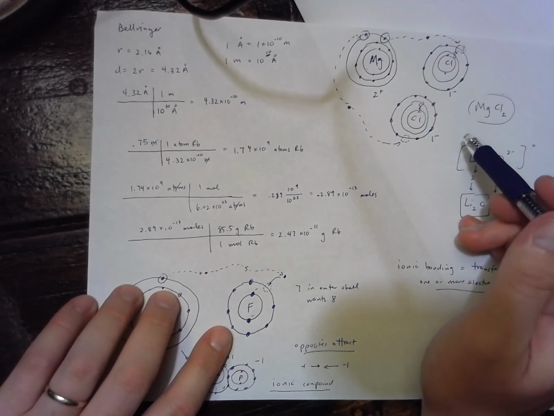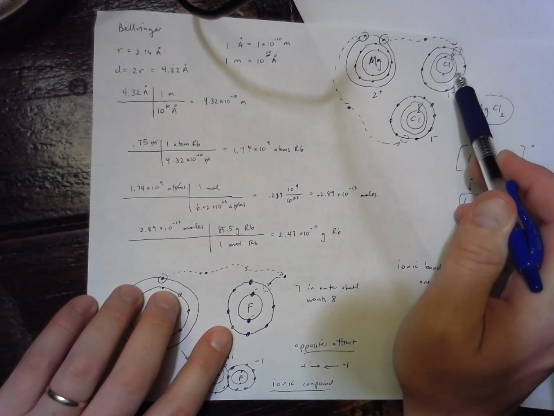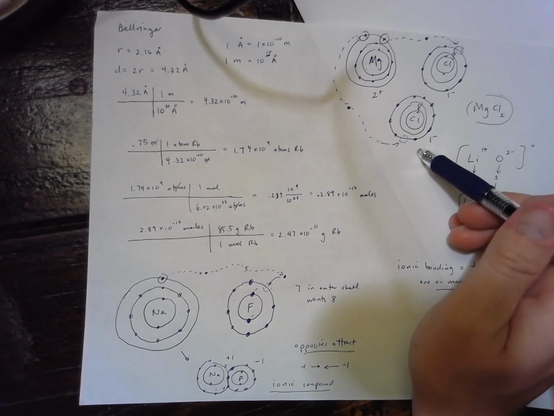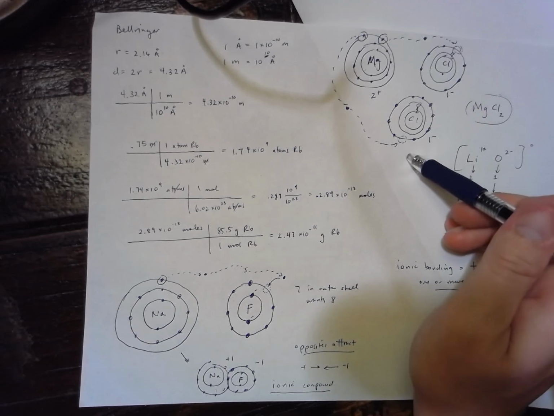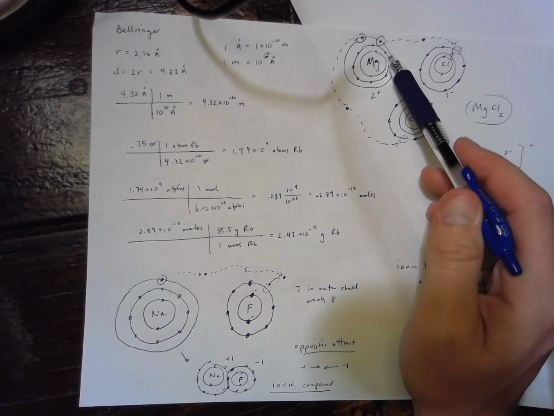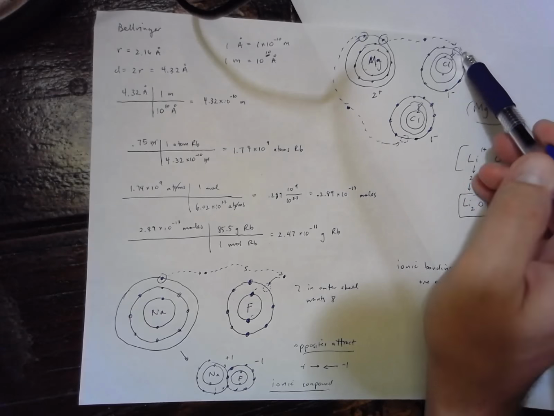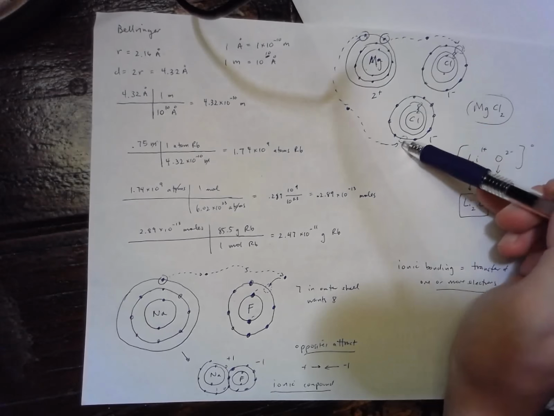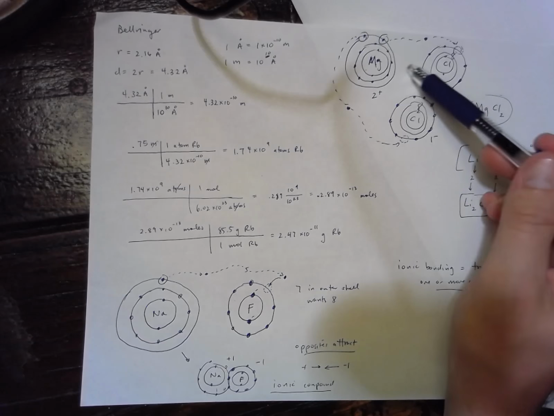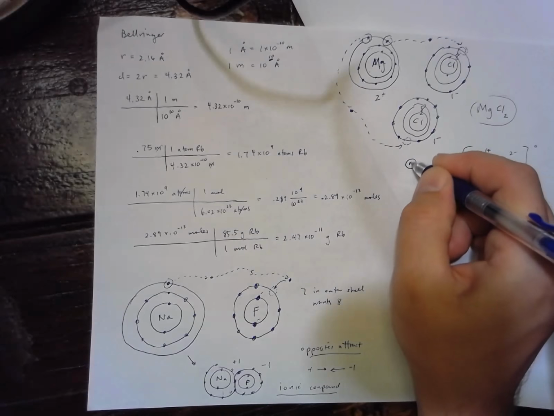Magnesium's got 2 to give up, and chlorine's only got 1 space to put it. So chlorine calls her twin sister and says, hey, she's got a need for an electron too. Magnesium's saying, hey, I've got to sell both of these. So they get together. One comes over here, and the other one comes over to here. These are now attracted to this magnesium, and they hang out super close to one another.